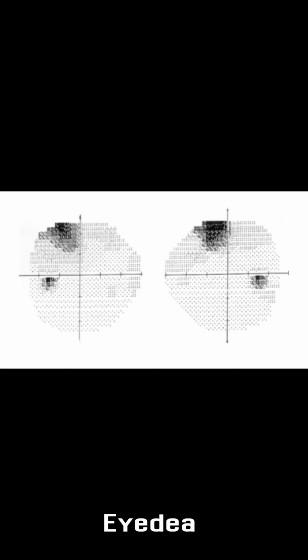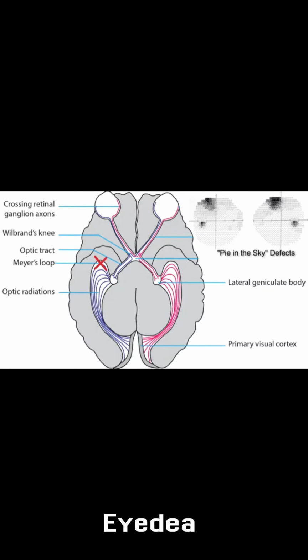Number 3. These are pie-in-the-sky defects. They have one border aligned to the vertical meridian and the other border extending radially into the superior visual field. This pattern localizes the lesion to Meyer's loop in the anterior temporal lobe. The most common cause of these defects is a temporal lobectomy for intractable epilepsy.